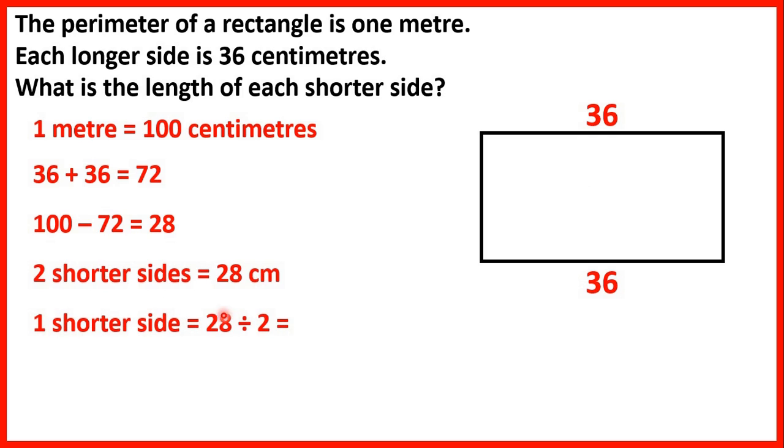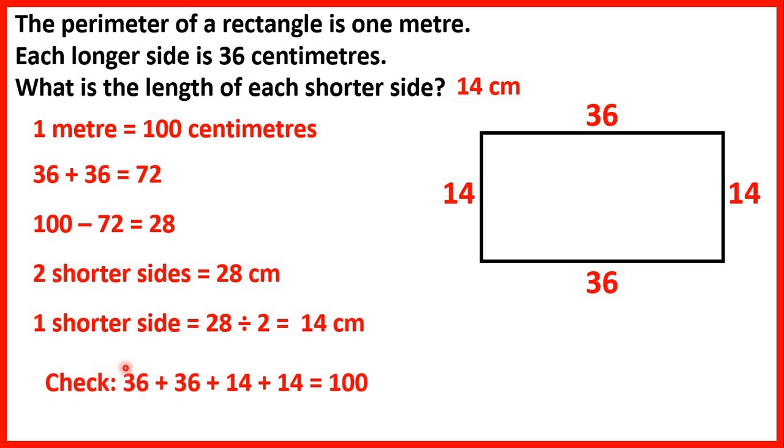But we need to know the length of each shorter side, so the length of one shorter side. Because we know that 2 shorter sides total 28, if we divide 28 by 2, that gives us 14, so we know that the shorter sides must be 14 centimetres. And then we can check that 36 plus 14 plus 36 plus 14 is 100, because we know that the perimeter is 1 metre, and 1 metre is 100 centimetres.